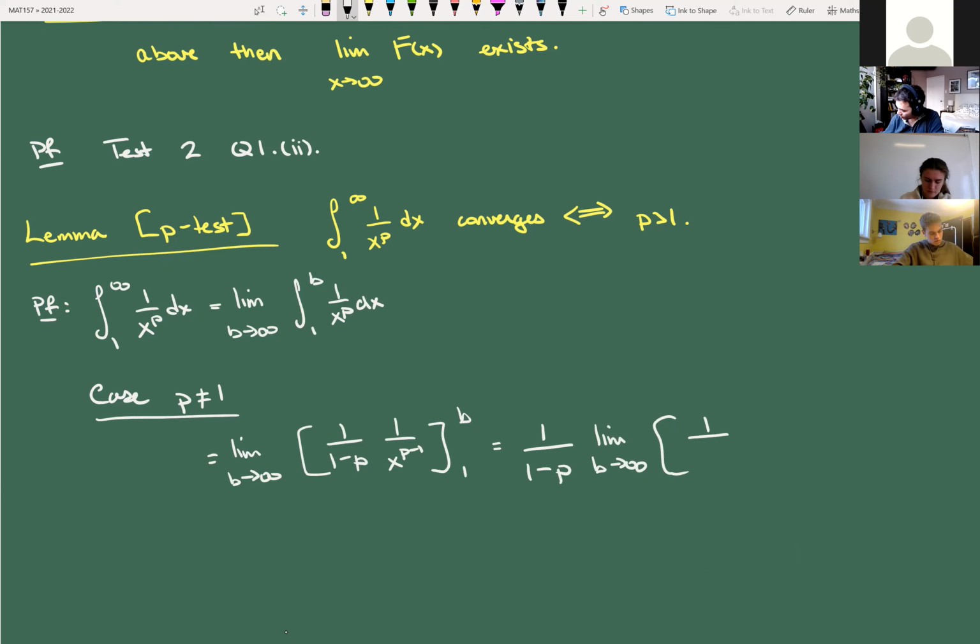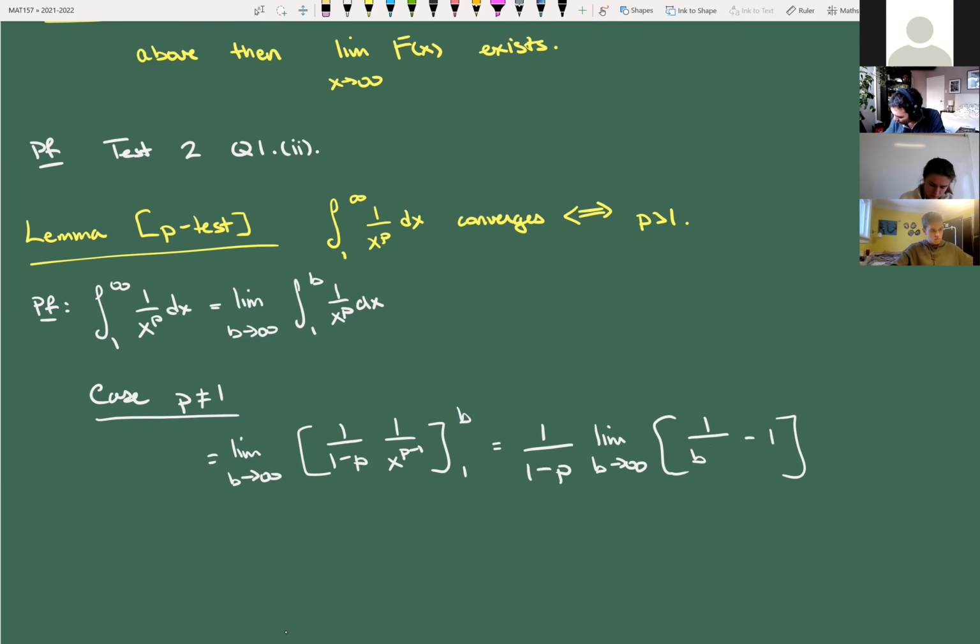1 over b to the p. I did cheat a little bit here, right? Obviously, I can't take the limit out, the 1 over 1 minus p out until I know the limit exists. But whatever. So here, what we're going to see is I need this here.